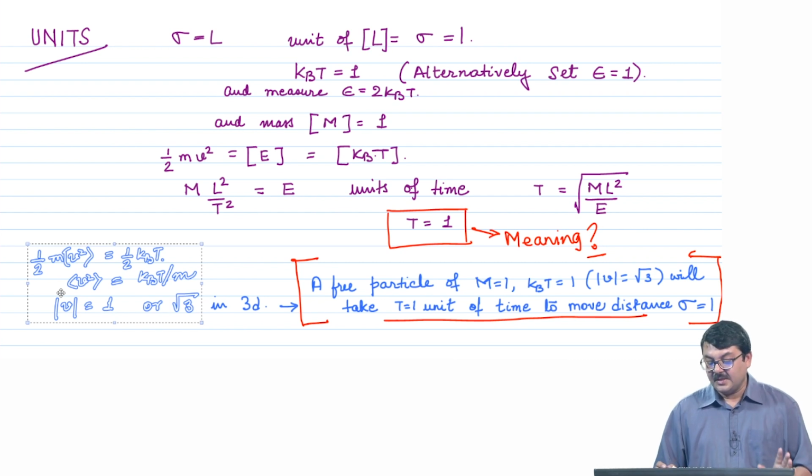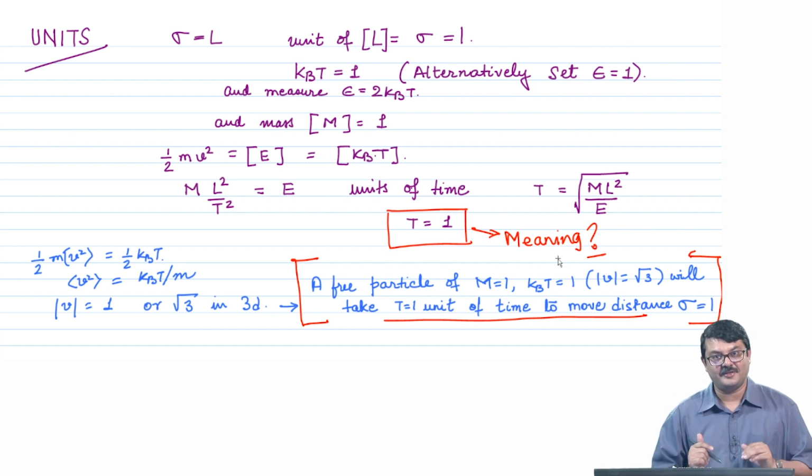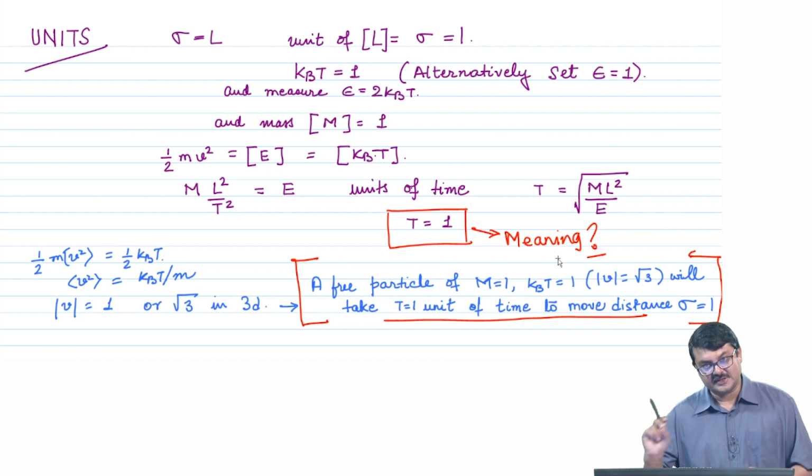half kBT, or rather 3 kBT by 2 if it is moving in 3 dimensions. So, basically when t equals 1, it means that to move a length of the diameter of a particle, sigma equal to 1, if kBT equals 1. So, you fix the average kinetic energy of the system, you fix the average velocity of the system, and a mass of 1 will take 1 time unit to cross the entire diameter.